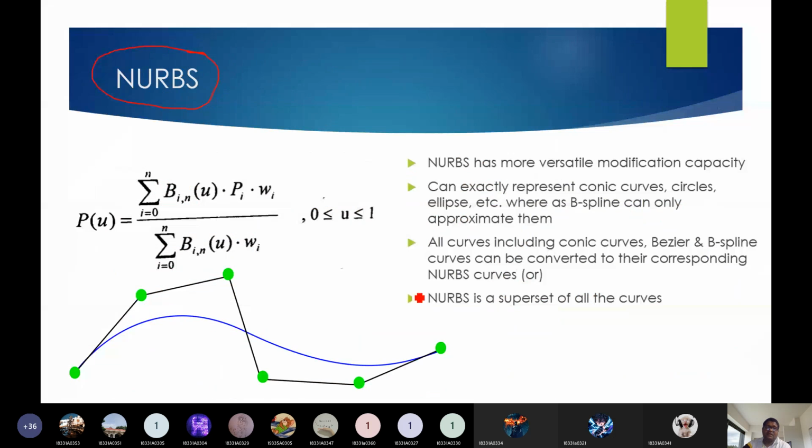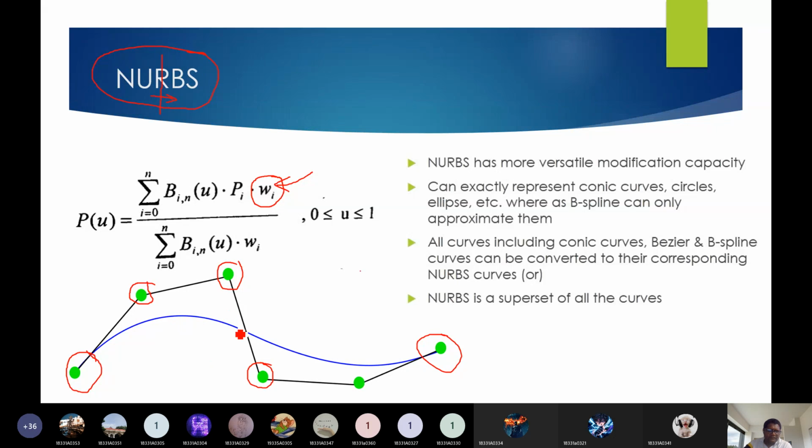But there is a new term called rational. R denotes rational. What do you mean by this rational? To incorporate it, there is another term called WI. What do you mean by this? WI is weightage. You can play with the weightage given to different control points also. So that is the beauty of this NURBS curve. You can increase the weightage of certain points.